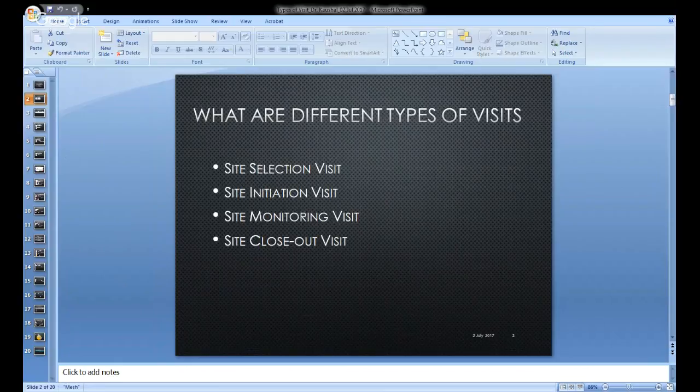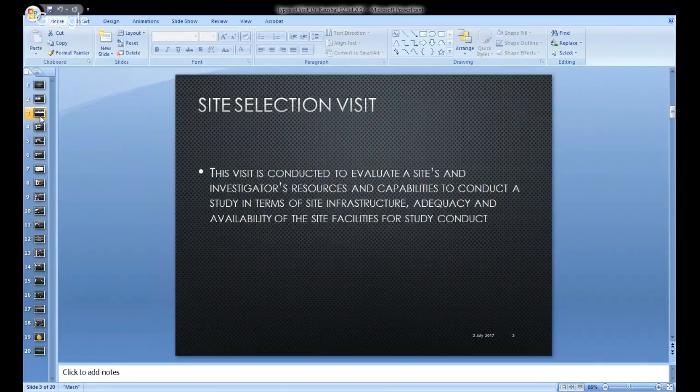Now, what do we mean by a site selection visit beforehand? This visit is conducted to evaluate a site's and investigators' resources and capabilities to conduct a study in terms of site infrastructure, adequacy, and availability of the site facilities for the study conduct. So basically, this is the first visit that is done by the sponsor. It lies under the responsibility of the sponsor under Section 5 of ICH GCP.